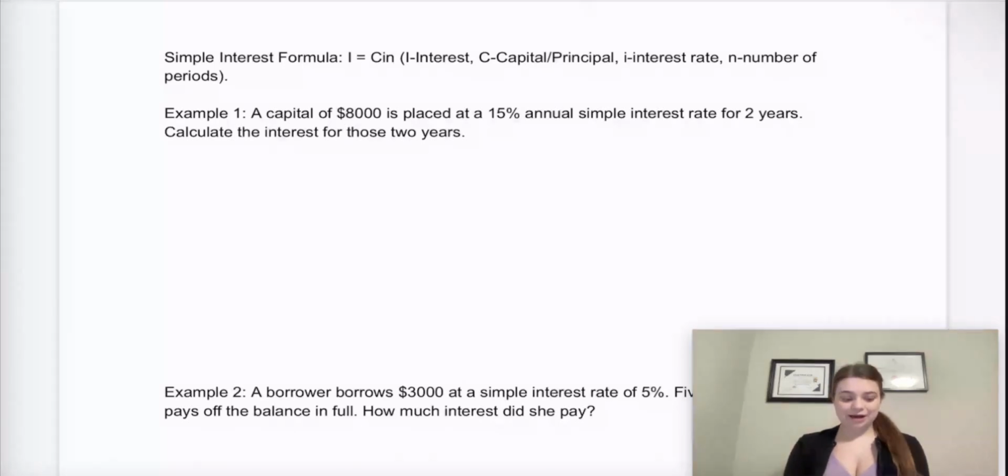Welcome to the first day of financial math. Today we're going to be doing two problems related to simple interest.